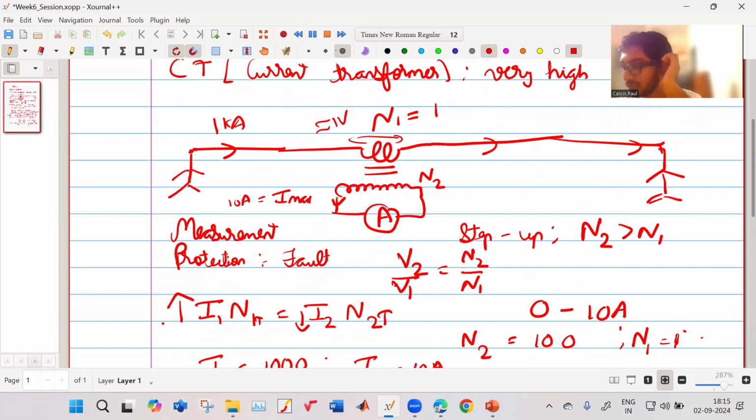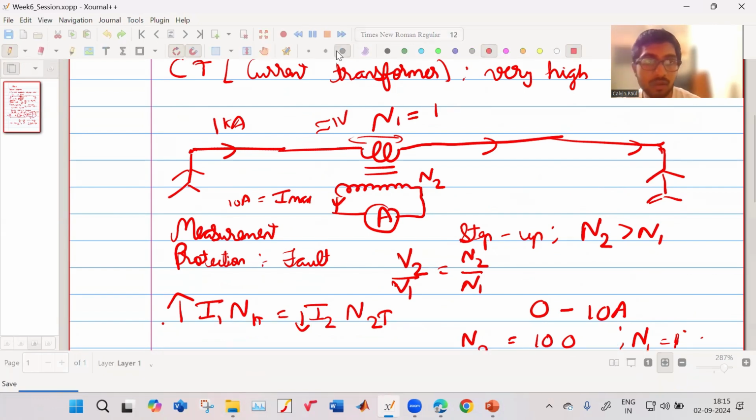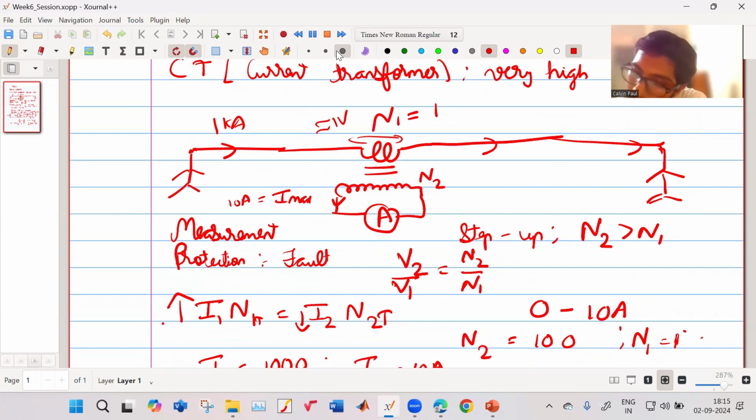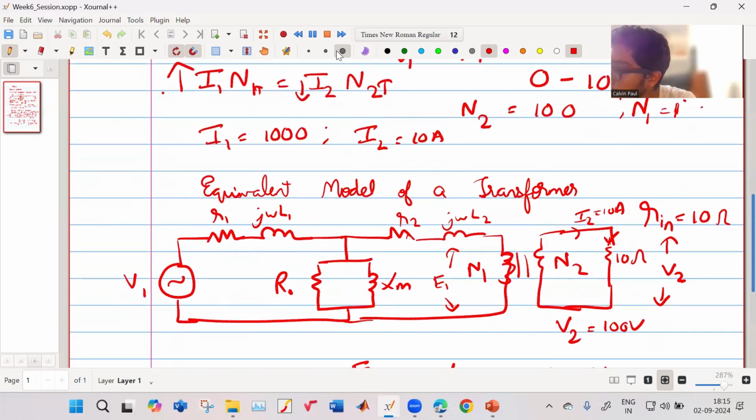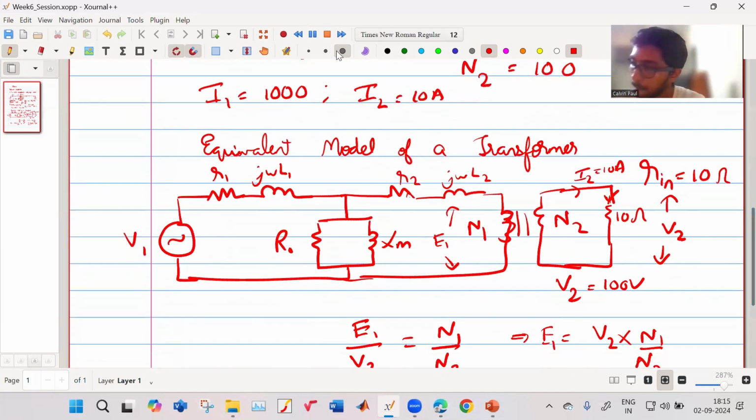Sir, what about the potential transformer? We will look at the potential transformer also. Till this part is clear, right? Yes, sir. Okay.